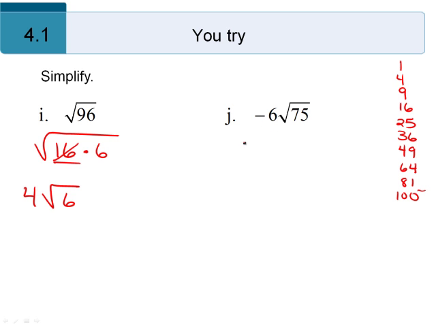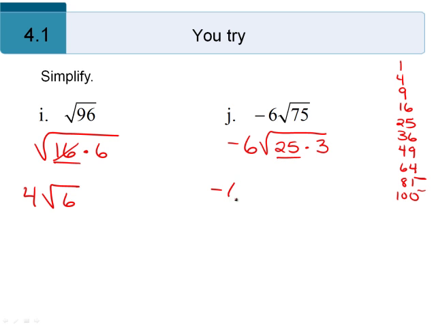Now, letter J, we have the negative 6 on the outside. Just keep bringing that down. 75 is right here between 64 and 81. Well, if we go up, 64 doesn't go. 49, nope. 36, nope. But 25 does. 25 times 3, okay? 25 is our perfect square.